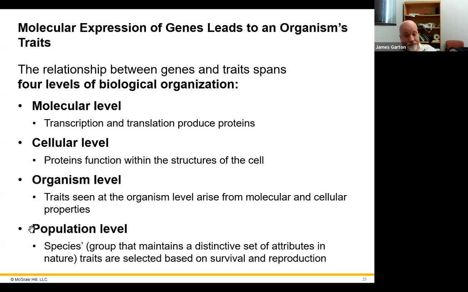And a population, and I love this definition of species, all members of the same species living in basically the same area at basically the same time is a population. Basically, all members of a population can reproduce with other members of a population. And the way organisms interact with each other determines that population level of traits.